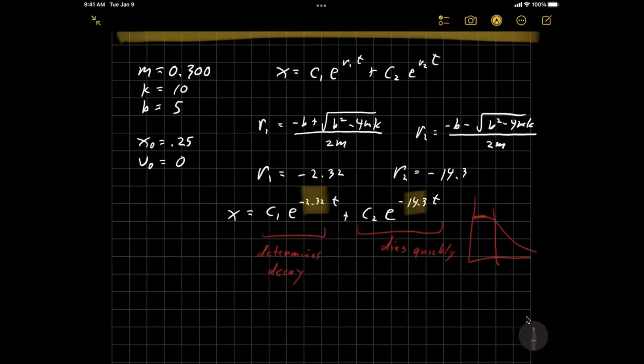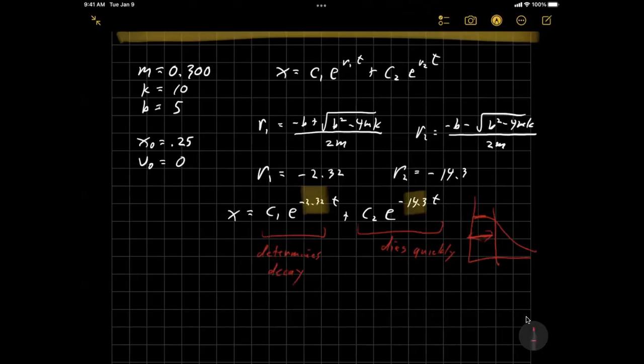If we completely ignored the second term, we wouldn't be that far off, although the initial behavior, the stuff that's happening in this original part, would be far off. But once we get a little bit of time out, the C2 term will just not matter much at all. That being said, let's go ahead and finish getting the solution.